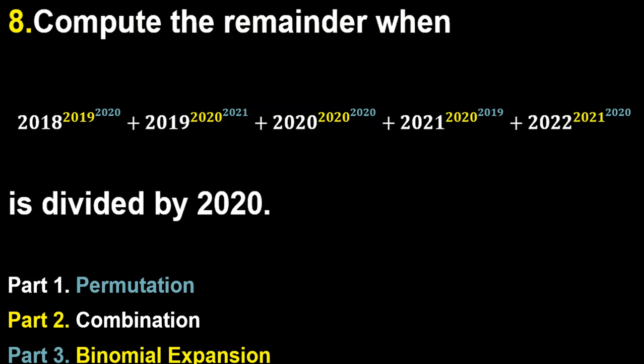So let's solve problem number 8 of Stanford Math Tournament. The problem says: compute the remainder when this number is divided by 2020.